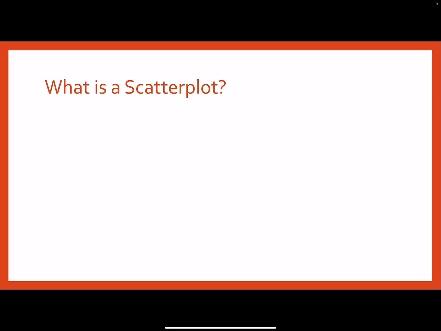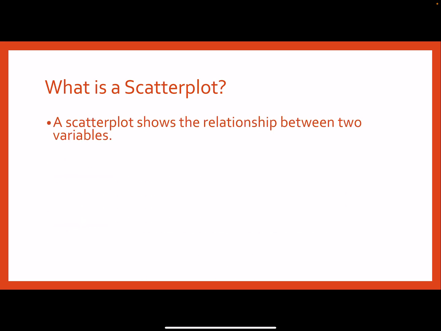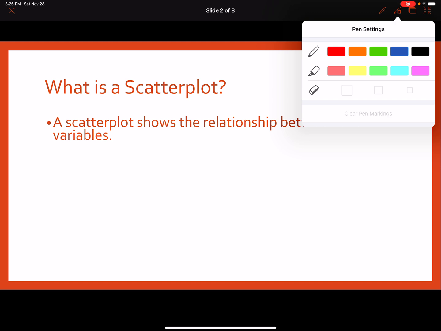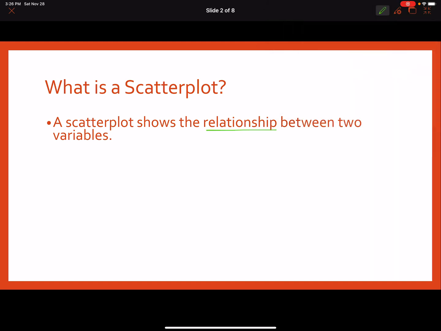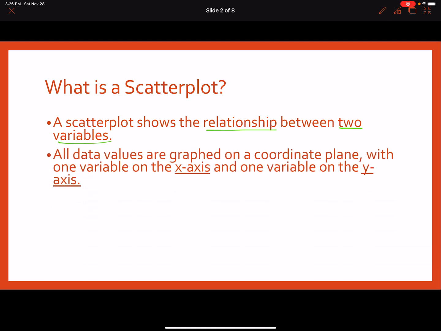First, we're going to say, what is a scatter plot? A scatter plot shows the relationship between two variables. So we're talking about a relationship, and we've got two variables that we're going to look at. All data values are graphed on a coordinate plane with one variable on the x-axis and one variable on the y-axis. So we're going to be using a graph to show the relationship between these two variables, our x and our y.